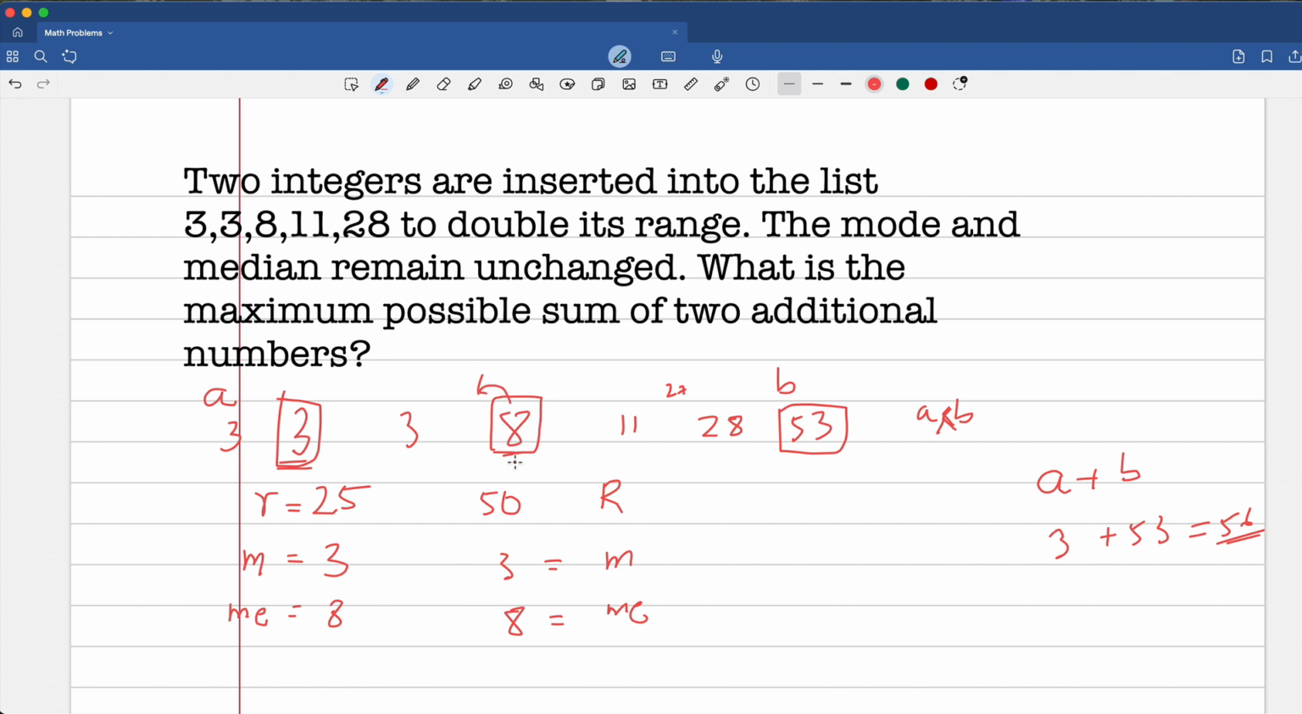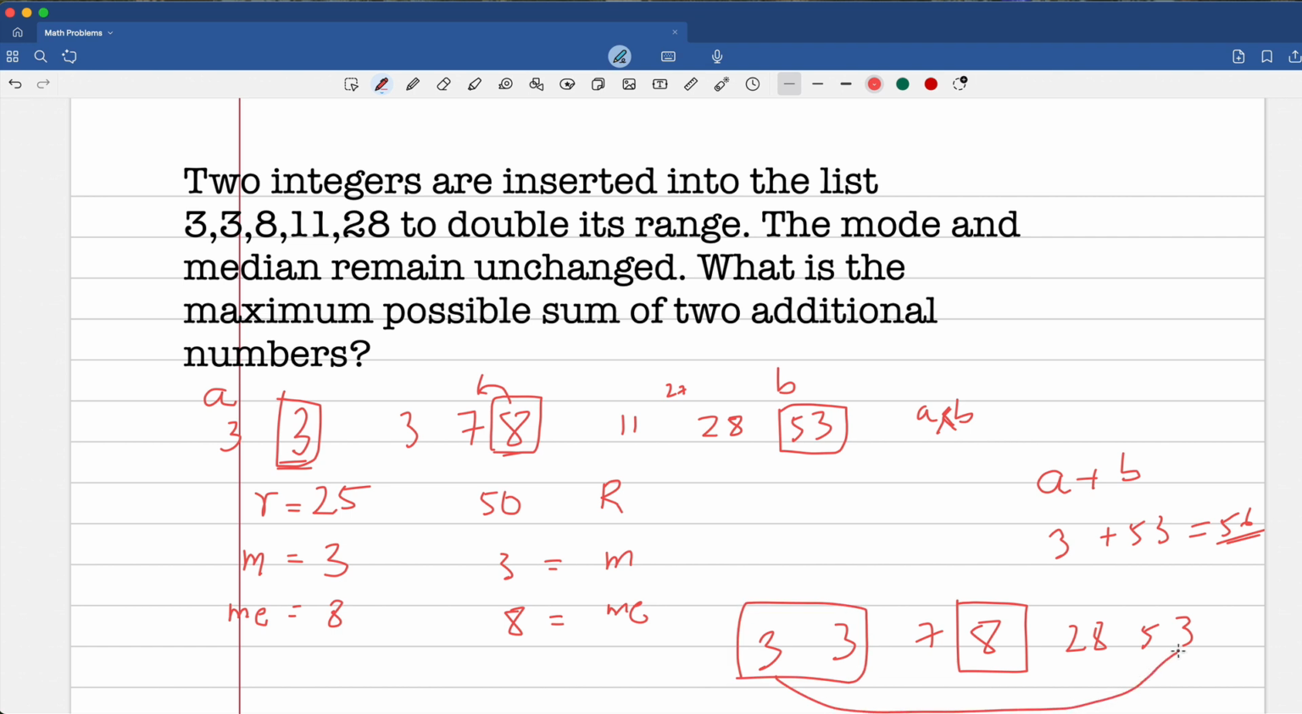The moment you make it 8, you would end up making 8 also a possible mode. And in fact, when you have two different modes, sometimes you find the average of them. Whereas here, you want it to be less than 8, but it could be greater than 3. So it could totally be 7. So the numbers could essentially be 3, 3, 7, 8, 11, 28, 53, giving you the same median of 8, the same mode of 3, and a range between 3 and 53, which is 50, double the original.